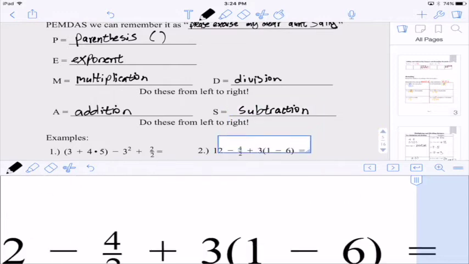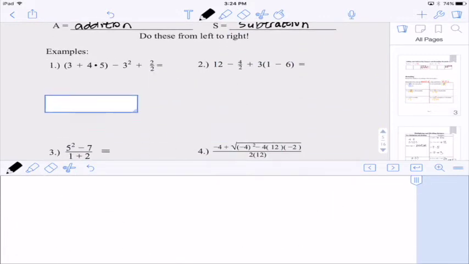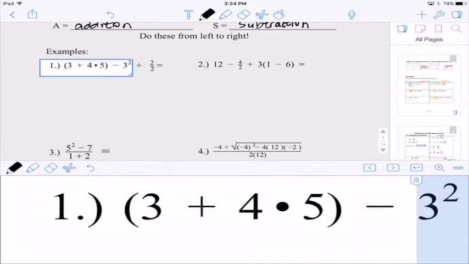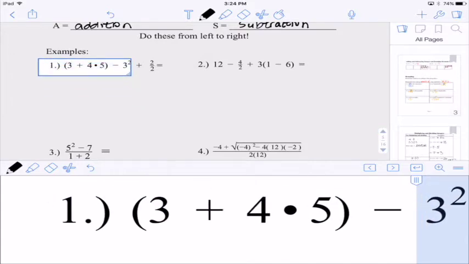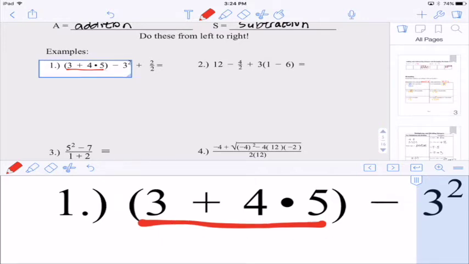All right, so I have 4 examples. So first, we want to do all the operations inside the parentheses first. So if we look, we need to do these operations all first. So inside the parentheses, we follow the order of operations too. So we don't have any more parentheses. We don't have any exponents in there. Multiplication and division, we have multiplication. So we're going to do 4 times 5 first.